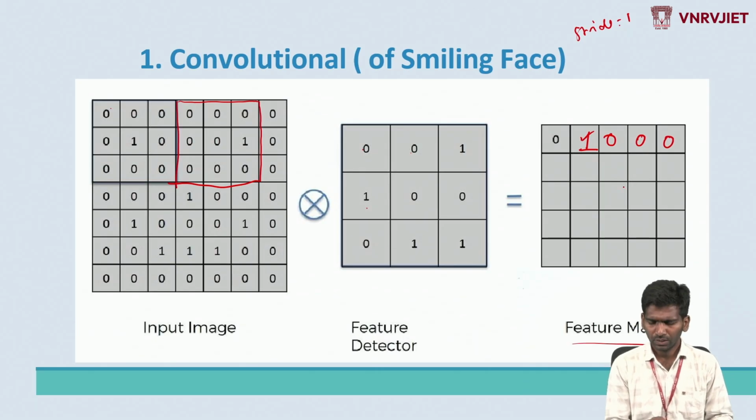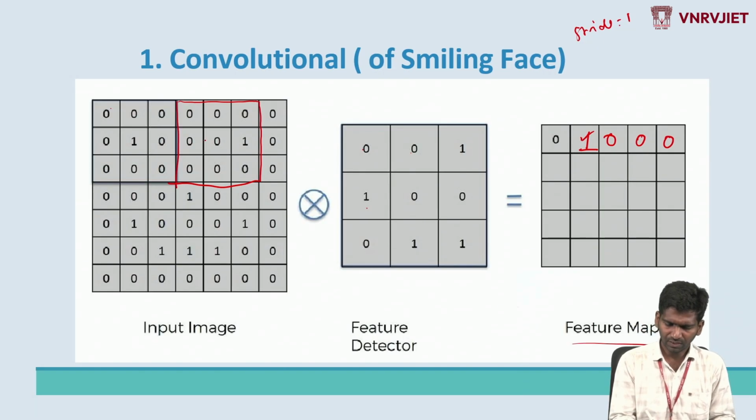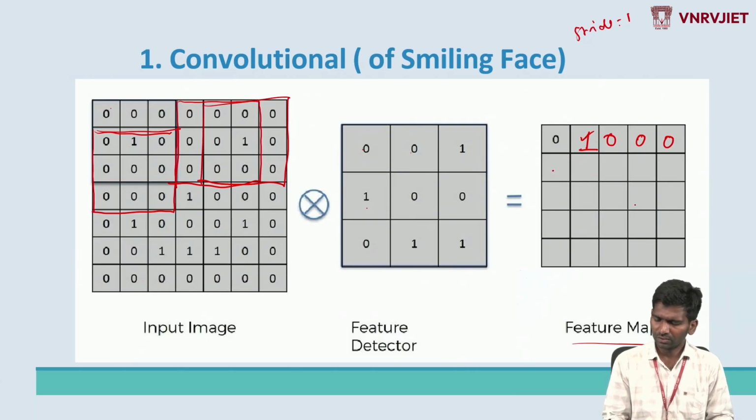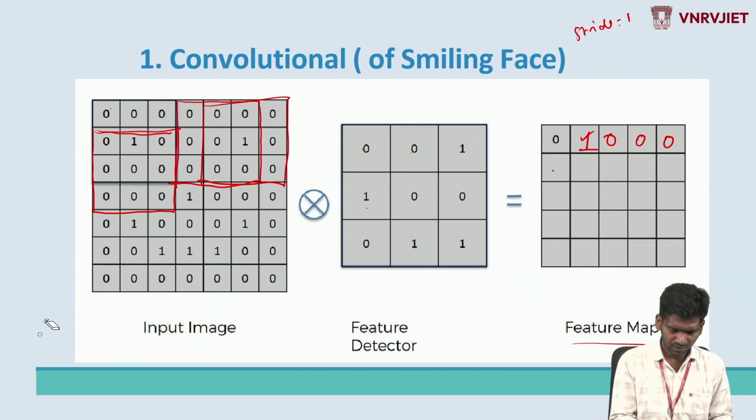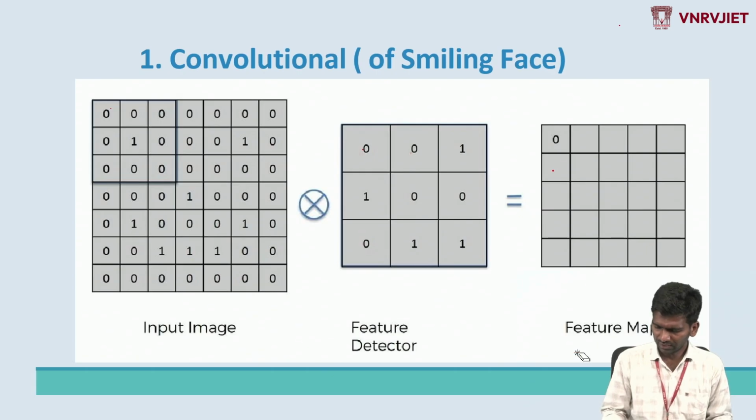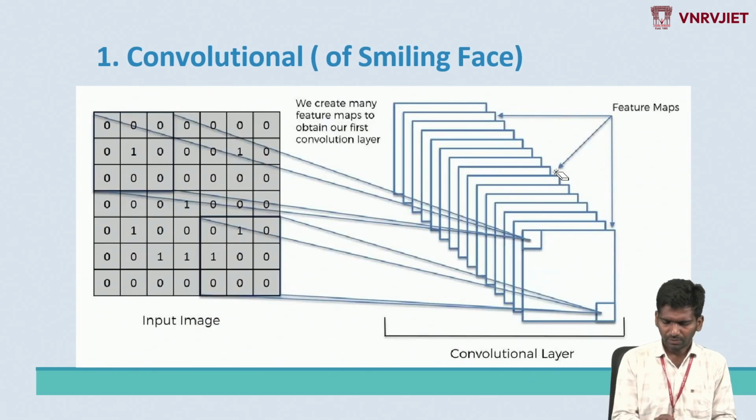So you try to implement like this. After completing this 3 cross 3, you come to here, stride equal to 1, so you increment there with 1, you get this area and you fill here. Like this you try to fill all the values in the feature map. So finally what will you get? Let us see what we'll get with stride equal to 1. We'll get somewhat like this.